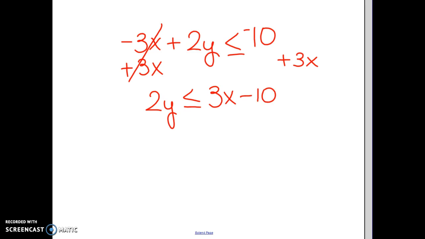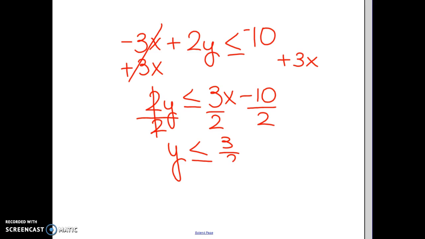I still need to undo the multiplication of 2y, so I will divide both sides by 2, and I divide each term by 2. The 2's cancel here, so y is now less than or equal to 3 over 2 x minus 5. You can leave the fraction 3 over 2 in improper form.